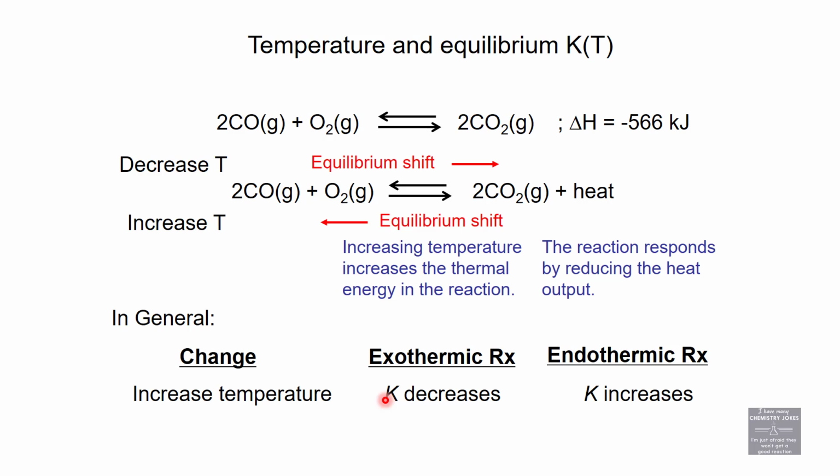Concentration and pressure do not change the value of K, the equilibrium constant. But temperature changes the value of the equilibrium constant. So it's not just that you're shifting to make more or less of this. You do that, but your K value changes in response to your changing temperature as well. So when you increase temperature, K will decrease for an exothermic reaction.